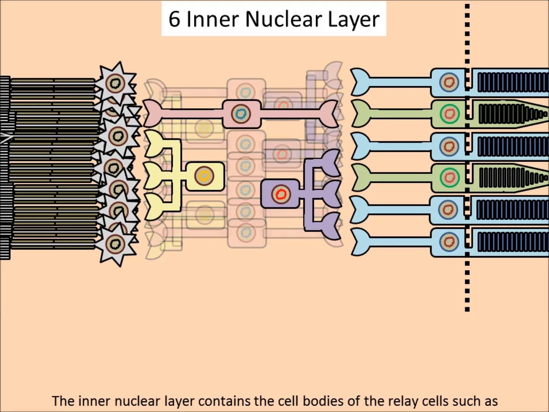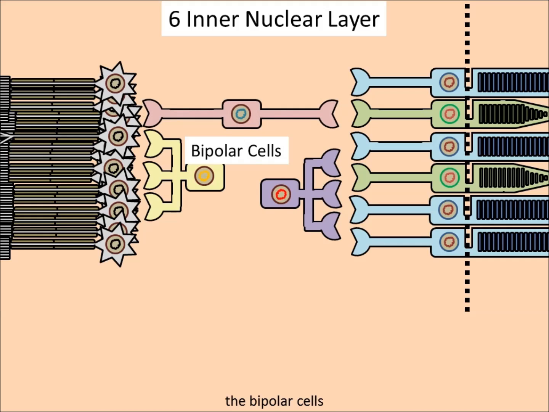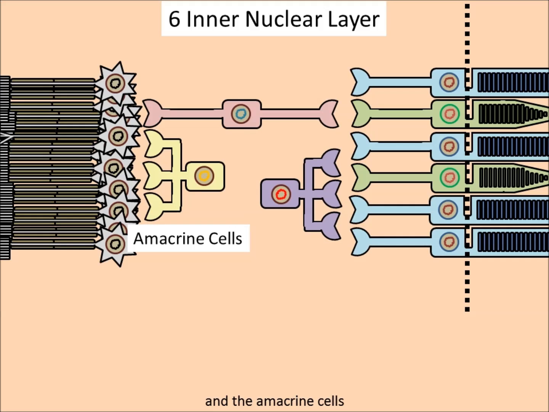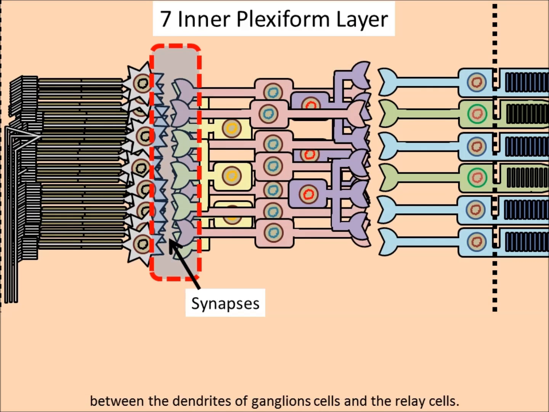The inner nuclear layer contains the cell bodies of the relay cells such as the bipolar cells, the horizontal cells, and the amacrine cells. The inner plexiform layer comprises synapses between the dendrites of ganglion cells and the relay cells.